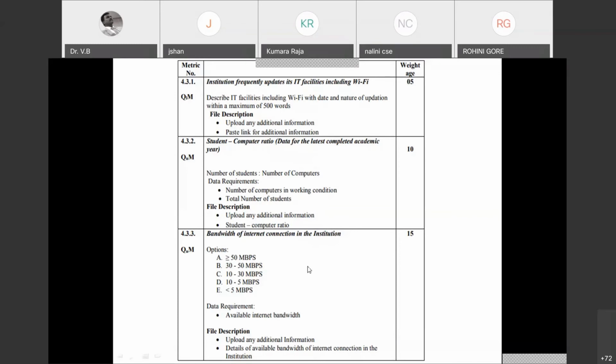And next one is bandwidth of internet connection. Remember, it is quantitative, which means once you enter some option A, B, C, D, or E, then you have to provide the letter as a proof. And one more thing, when the peer team is coming for the inspection, they may physically check whether the internet strength at that time is tallying with the data that you are giving over here.